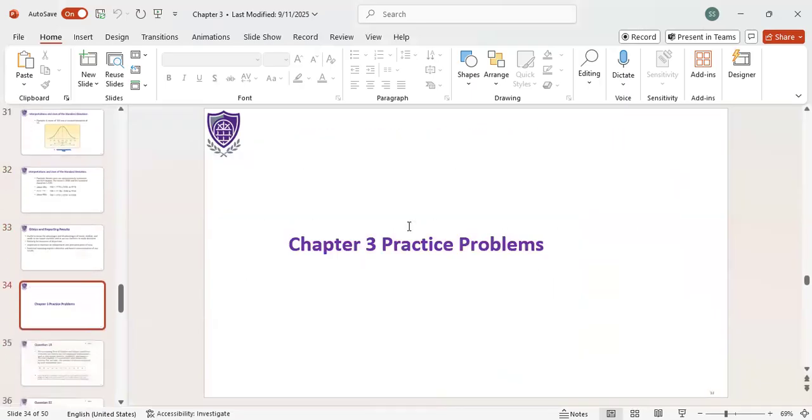And here is just the thing about this chapter that we left off last Thursday. When we come back on campus, I will start with the chapter 3 practice problem to have some review, and then we will start chapter 4.